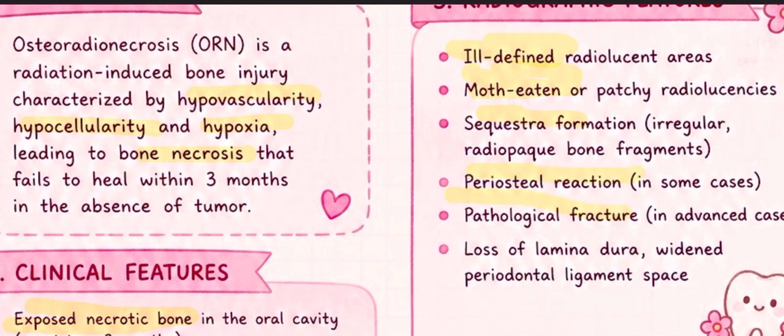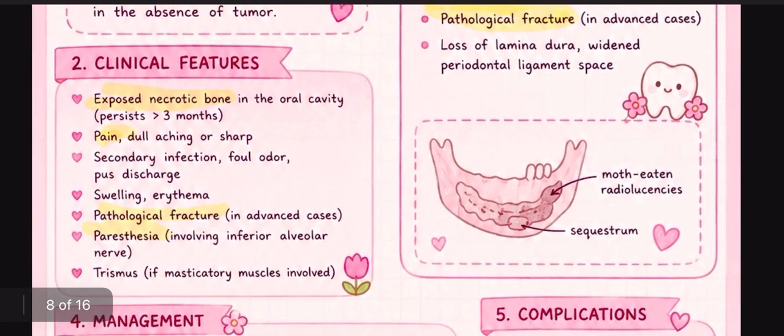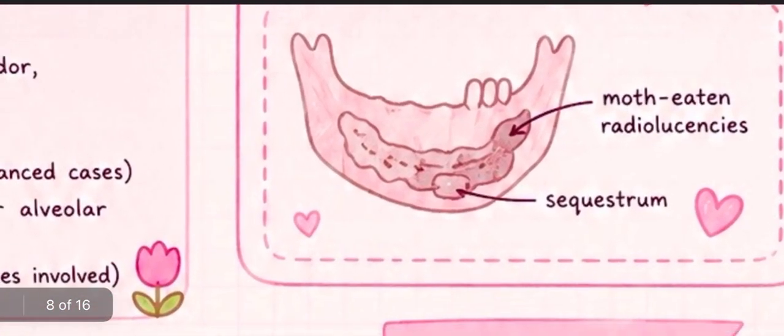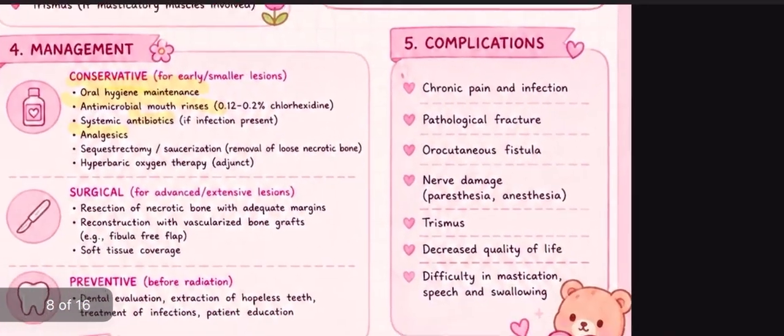As I told you earlier, there will be chances of pathological fracture because the bone is very fragile. Then there will be loss of lamina dura, widened periodontal ligament space. So these are the radiological features of this osteoradionecrosis. We can see this is the sequestrum. This is the loose necrotic bone formation within the bone. Okay. And next comes the complications.